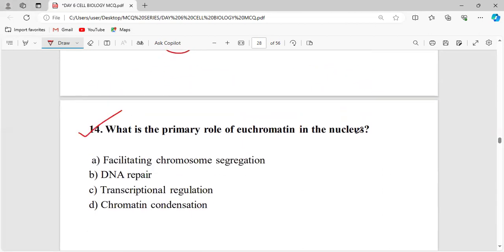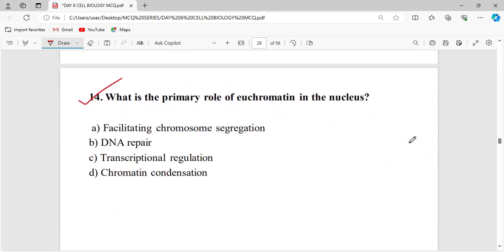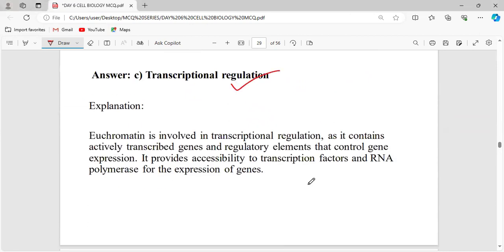Okay. Now, what is the primary role of euchromatin in the nucleus? For heterochromatin, the primary role is chromosome segregation inside the nucleus. And in euchromatin, what will be the primary role? Facilitating chromosome segregation, DNA repair, transcriptional regulation, chromatin condensation. Okay, and transcriptional regulation will be the correct answer.